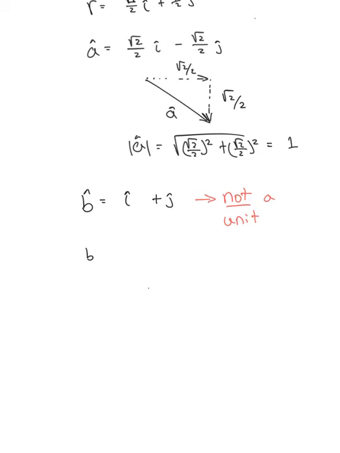If you find the magnitude of this, it is the square root of the coefficient here. There's kind of a hidden coefficient of 1 in front of each of these, i hat and j hat. So it's the square root of 1 squared plus 1 squared, which equals the square root of 2, which is not equal to 1. So b hat, this vector I've drawn here, is not a unit vector. In order to be a unit vector, you must have no units and you must have a length of 1.